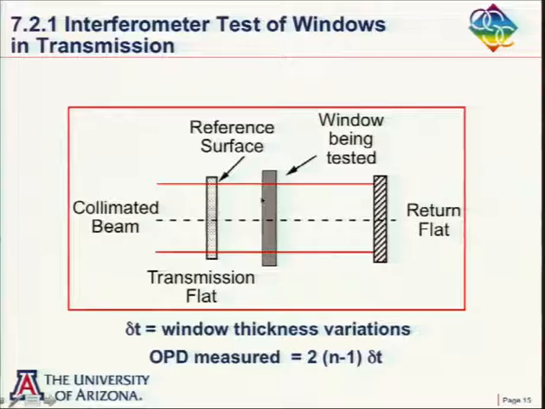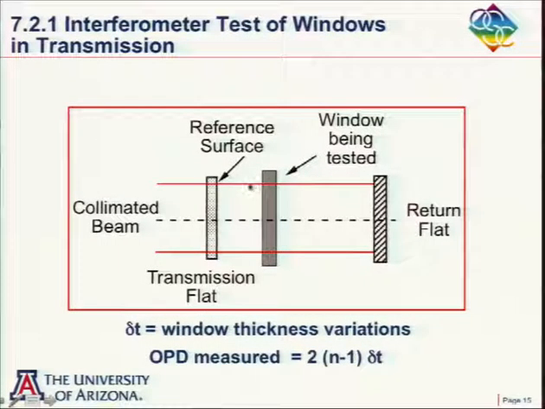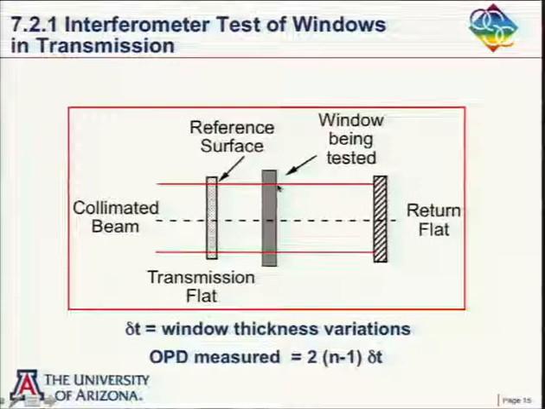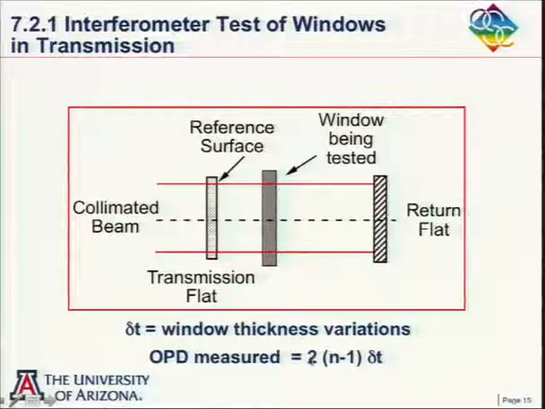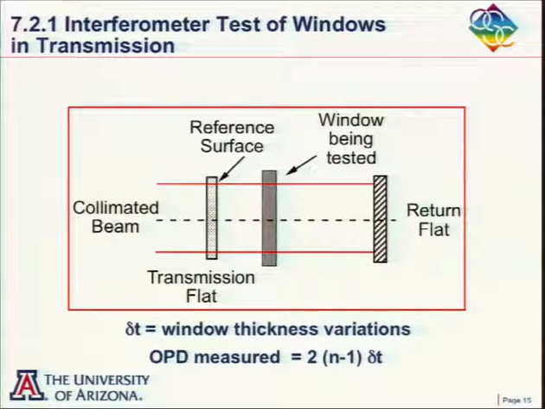And so as I go through this window here, well, outside the window, the index is 1. So if the thickness changes by a little bit, delta t, what I'm going to measure then will be n times delta t minus delta t. So n minus 1 delta t. So what I'm measuring here by going through this window twice is 2 n minus 1 times any thickness variations delta t.